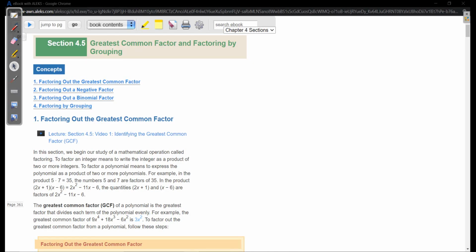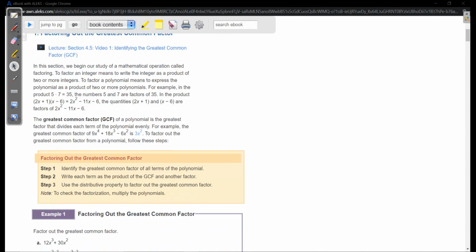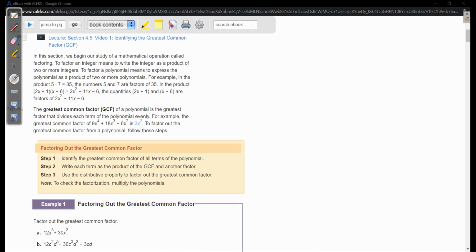All right, today's lecture is going to be on section 4.5, greatest common factor and factoring by grouping. In this section we begin our study of a mathematical operation called factoring.